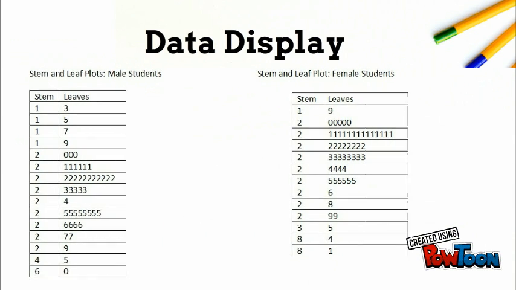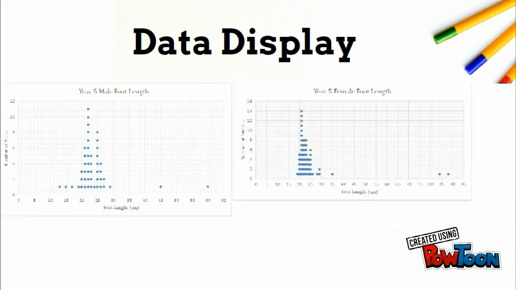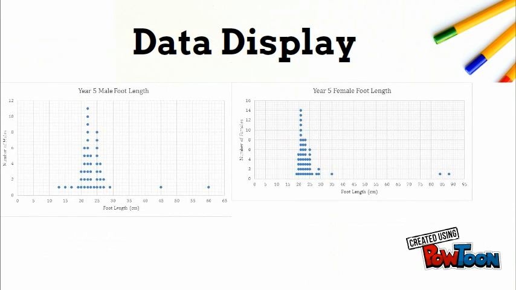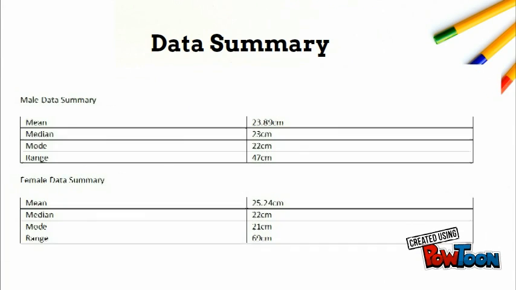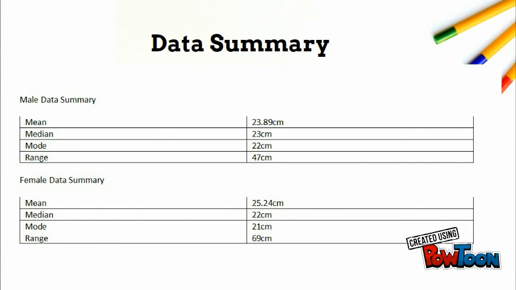This is the data displayed in a stem and leaf plot for both the male and female students. This is the data displayed in the form of a dot plot graph. As you can see in the tables provided, female data had a larger mean foot length. However, the male data had a larger median and mode. The female data had a larger range, which suggests that they had more errors present within their data.